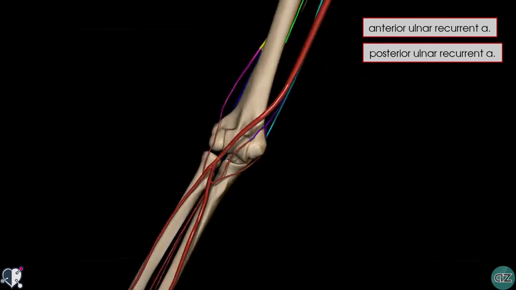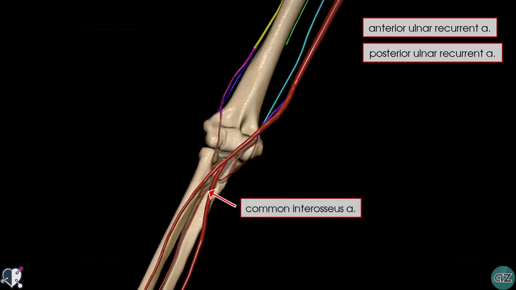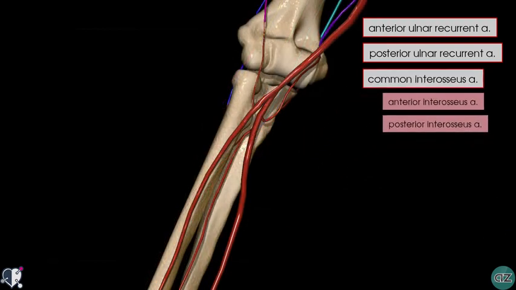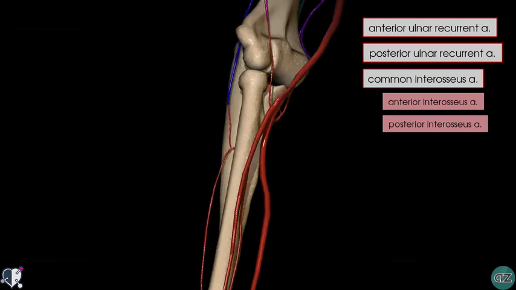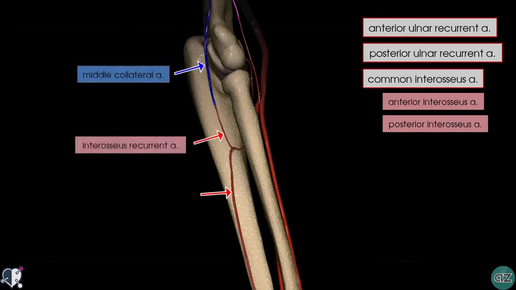Now a little bit more distally, there's another branch given off the proximal ulnar artery. This is the common interosseous artery, which divides into an anterior branch and a posterior branch. I've zoomed in a little bit closer and you can see here the anterior interosseous artery, which descends down the forearm on the anterior aspect of the interosseous membrane. If I rotate the model posteriorly, we can see the posterior interosseous artery, and it gives off the interosseous recurrent artery, which anastomoses with the middle collateral artery, which we saw before was a branch of the profunda brachii artery.